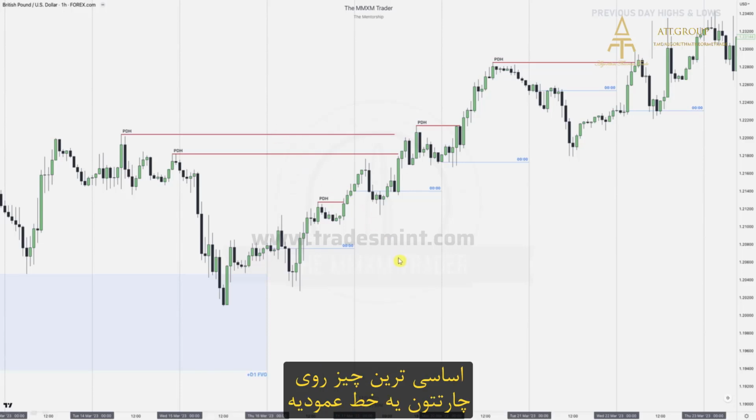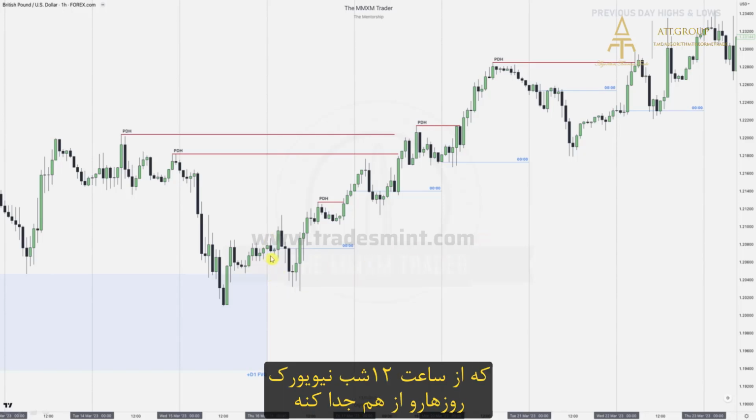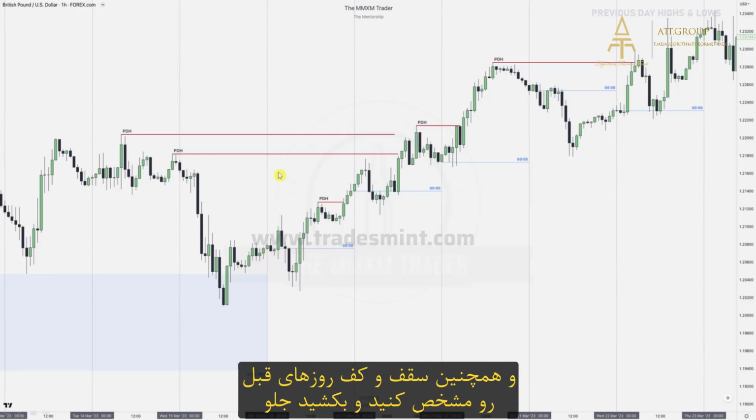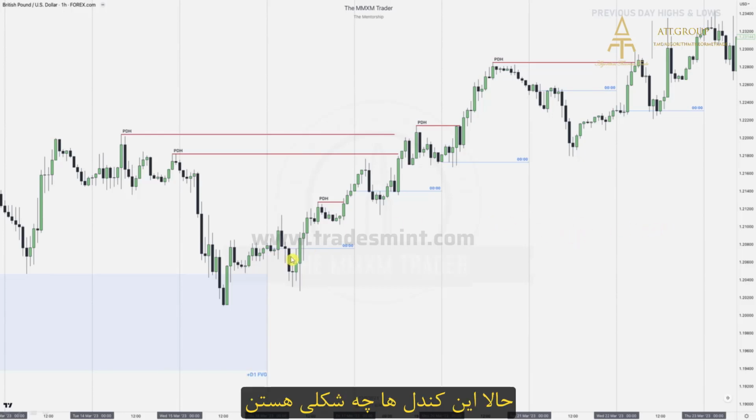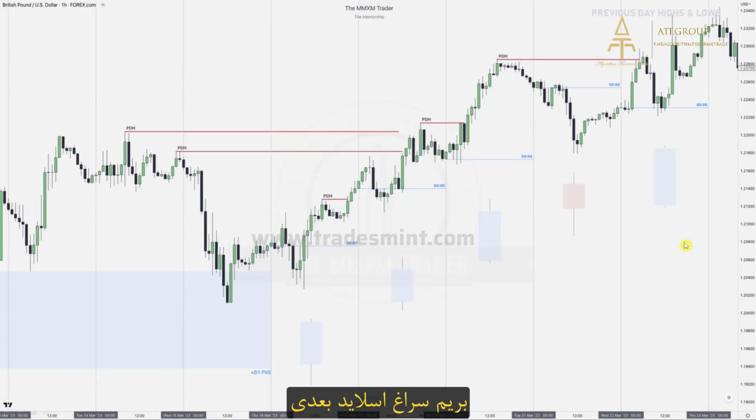So I would say the most essential things to have on your chart is that vertical line to separate the days from 12 a.m. New York time. Draw out that New York midnight price line, and also previous daily highs and previous daily lows, as those are the easiest liquidity pools in the market. Now, how do these candles look? Let's go to the next slide.